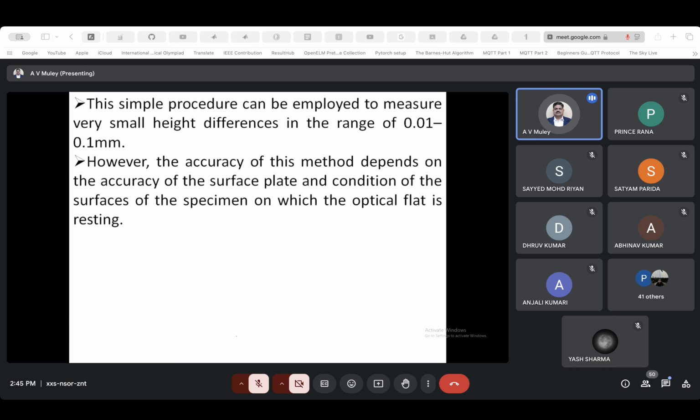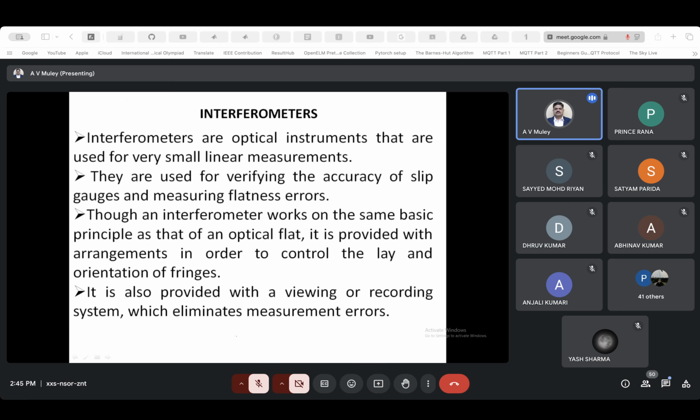तो ये एक ऑप्टिकल फ्लैट का कंसेप्शन है, इस तरह से आपने पुट अप किया है। उसके बाद आते हैं इंटरफेरोमीटर्स, तो which are based on the same conception. Interferometers are the optical instruments that are used for very small linear measurement. They are used for verifying the accuracy of slip gauges and measuring flatness error. Though an interferometer works on the same basic principle as that of the optical flat, it is provided with the arrangement in order to control the lay and orientation of fringes.